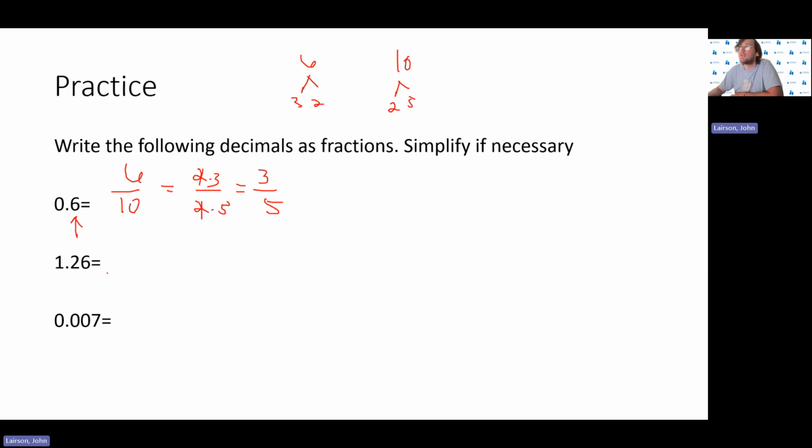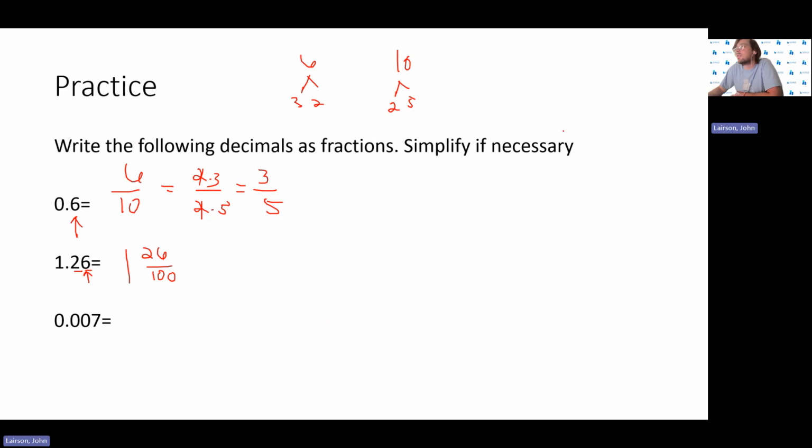This is 1 and 2600. So I'm going to turn this into a mixed number. 1 and 26 hundredths, right? This is the hundredths place. This is 2 decimal places over, so I've got 2 zeros. This is 100. 1 and 26 over 100.